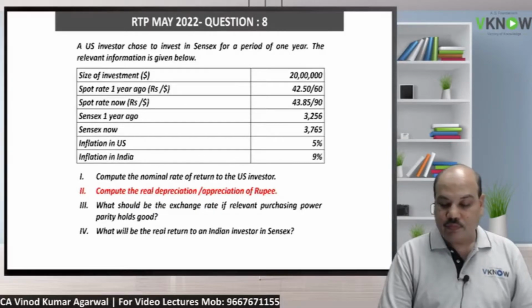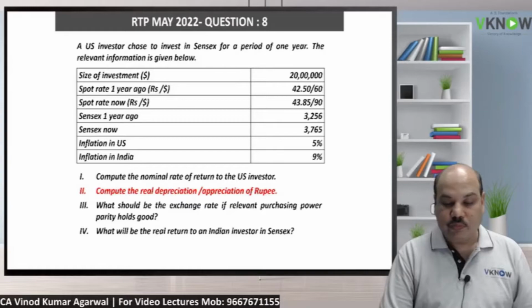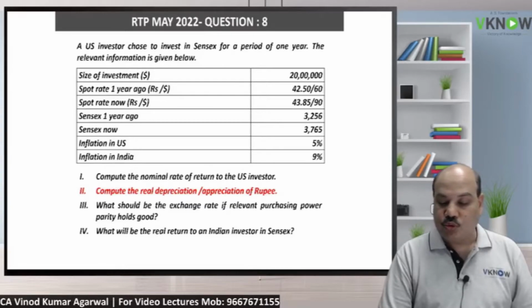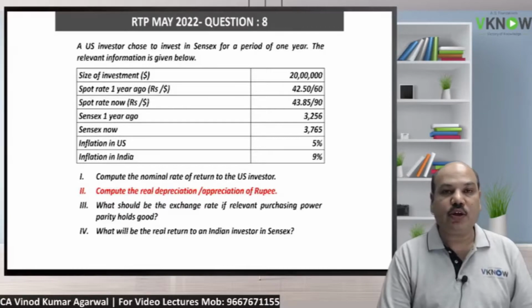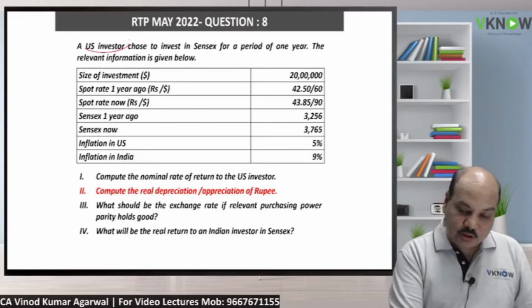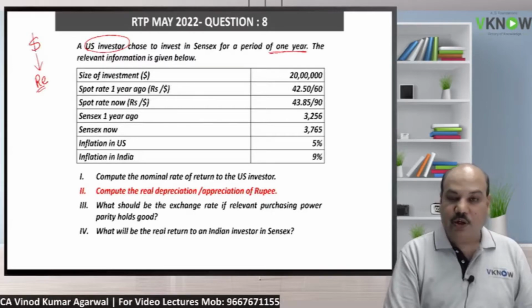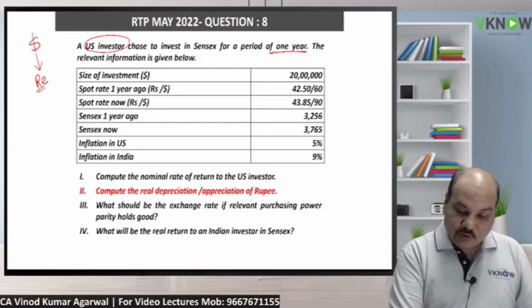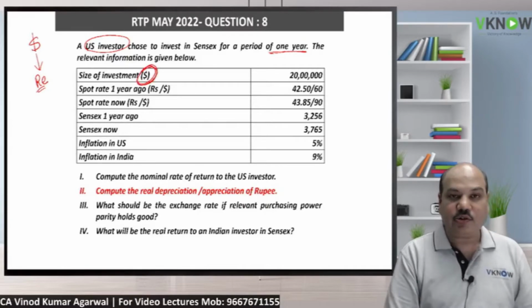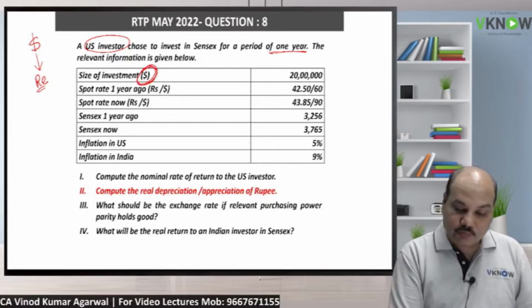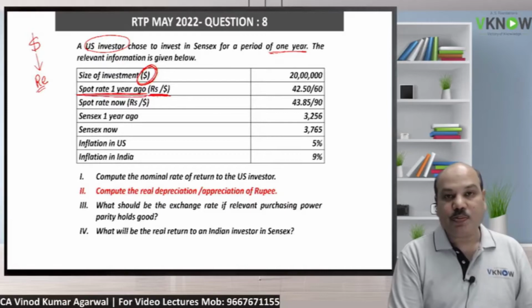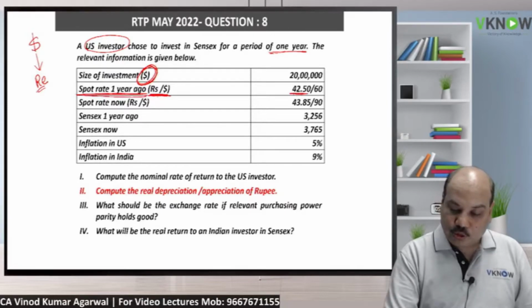Question is, a US investor chooses to invest in Sensex for a period of 1 year. US investor means he will bring dollars and convert into rupees, and the time is 1 year. The relevant information is given below. Investment size is given in dollars, $20 lakh, and 1 year ago when he had invested, the exchange rate rupees per dollar was 42.50 buying rate, 42.60 selling rate.